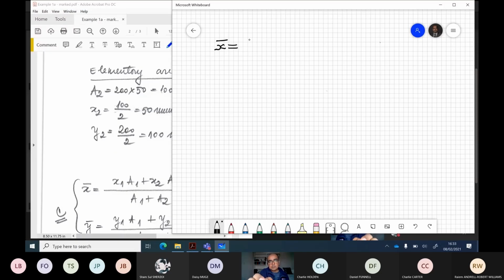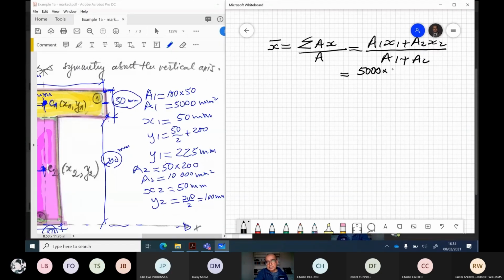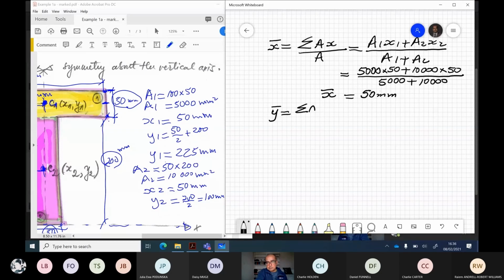X bar is equal to summation of a into x divided by summation of a, and a into x would be, we have two areas. Can I say a1 x1 plus a2 x2 divided by a1 plus a2? A1 is 5,000 and x1 is 50, plus a2 is 10,000 and x2 is 50, divided by a1 is 5,000 plus a2 is 10,000. This will give me the value of x bar. I'm getting 50 millimeter.